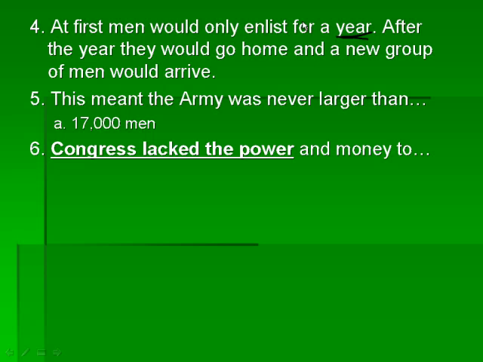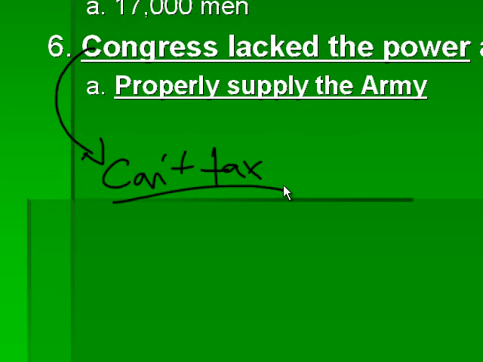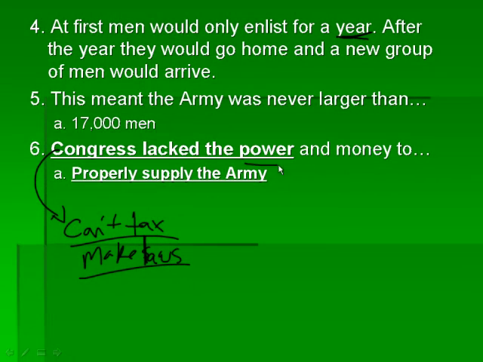And that's not to mention that these men are not very well trained. Congress lacked the power to properly supply the army, because Congress at this time cannot tax people or make laws, which means they just don't have the power to get money from the states to properly supply the army. So they don't have any money. That's the problem. Congress can't do anything to get the army food and blankets and things like that.